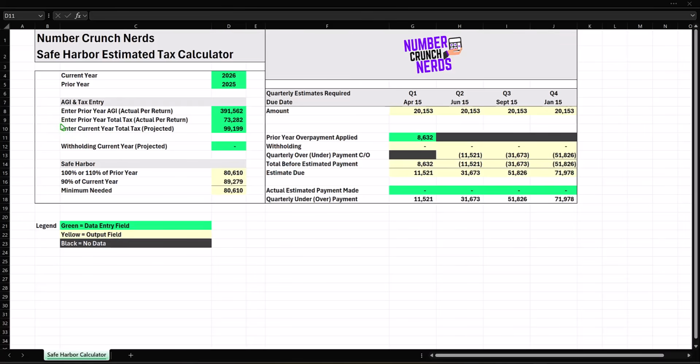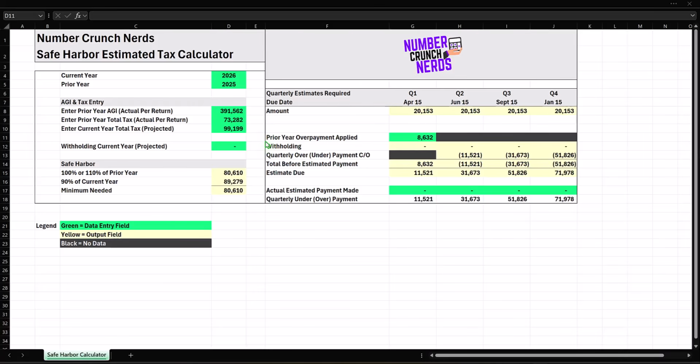Okay, now step number 3 is to enter our prior year total tax. Again, this is per our actual 2025 tax return. I'm going to say that the amount for this example is $73,282. And where do you get this number on your return? The answer is Form 1040, line 24.